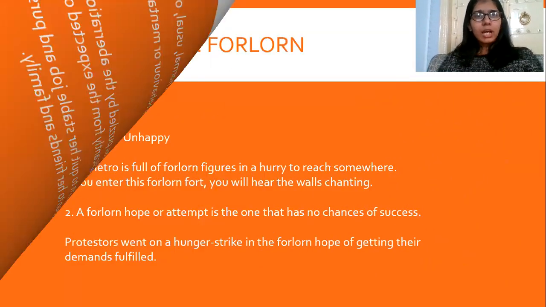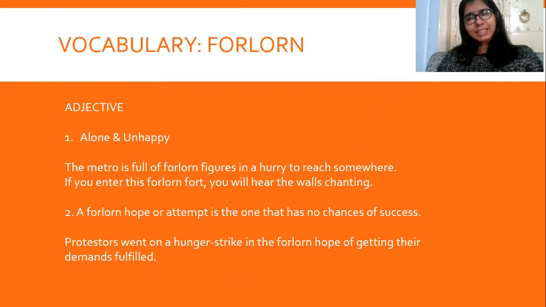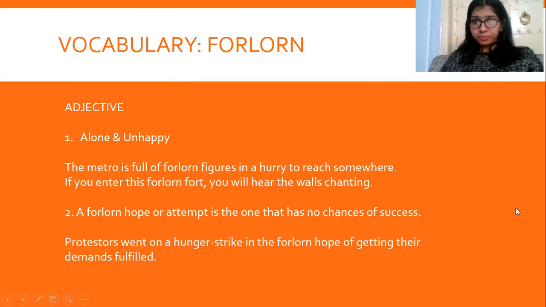Now we have the word forlorn. Forlorn is basically lonely and unhappy, you know. It's an adjective. For example, we look at life in the metros, which is full of sad figures who are in a hurry to reach somewhere. They don't connect with anybody. They are just on their own, right? So we have an example. The metro is full of forlorn figures in a hurry to reach somewhere. If you enter this forlorn fort, you will hear the walls chanting, right?